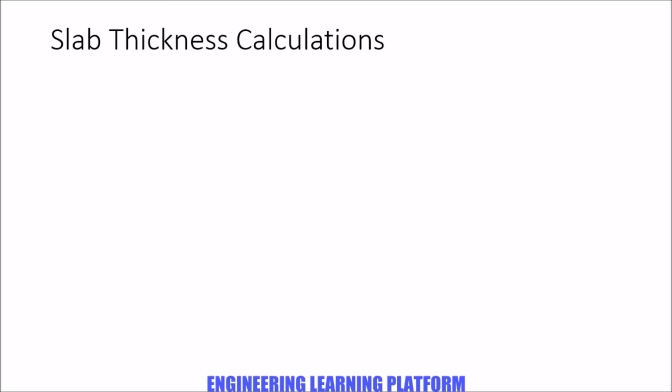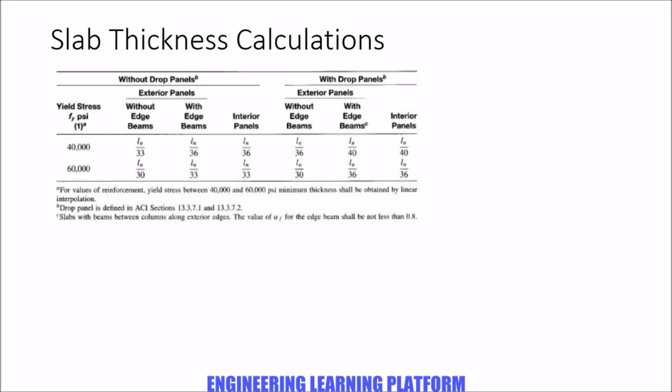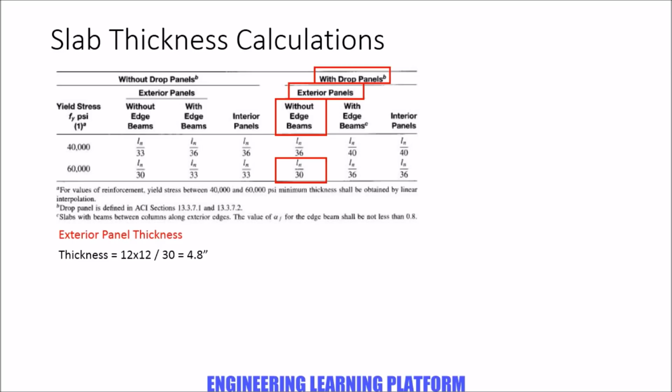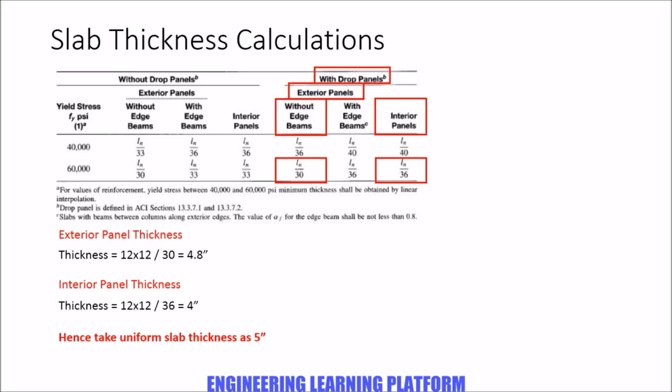Starting with calculation of the slab thickness, we use the ACI 318-08 table. The slab in our given scenario is with drop panel. Starting with the exterior panel thickness calculations without edge beams, it is the fraction of 1/30th of the span. The interior panel thickness is 1/36th of the span. So conservatively, for keeping the slab thickness uniform, we take it as 5 inches.